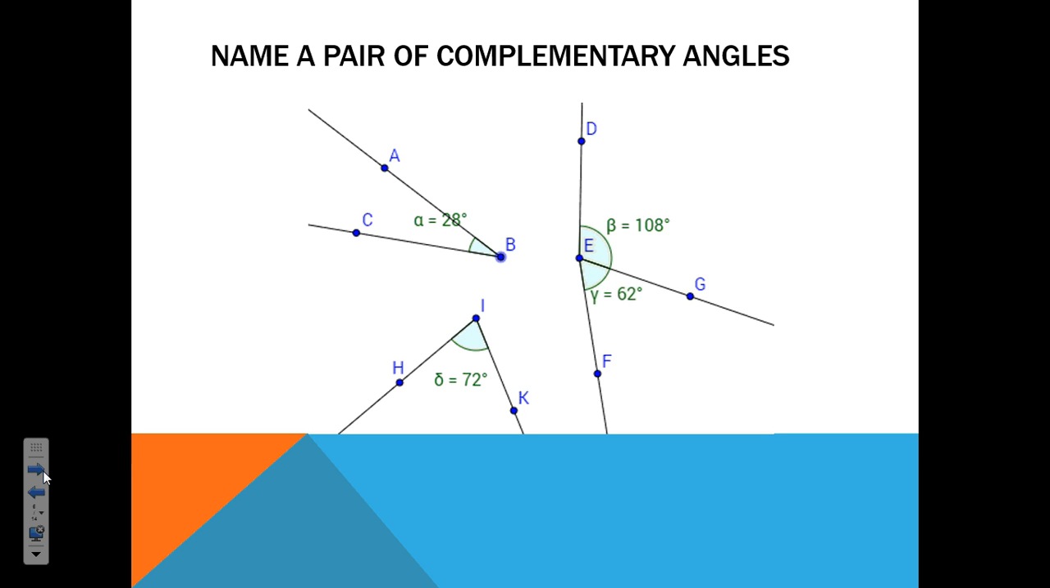GEF is complementary to ABC. Good. GEF, always the vertex in the middle, is complementary to ABC. And he could have called this plain old angle B because there's a single angle here. But he had to use the three-letter combo with this one. Very good. Because 62 and 28 add up to 90. Okay? All right. Let's look at the next one.